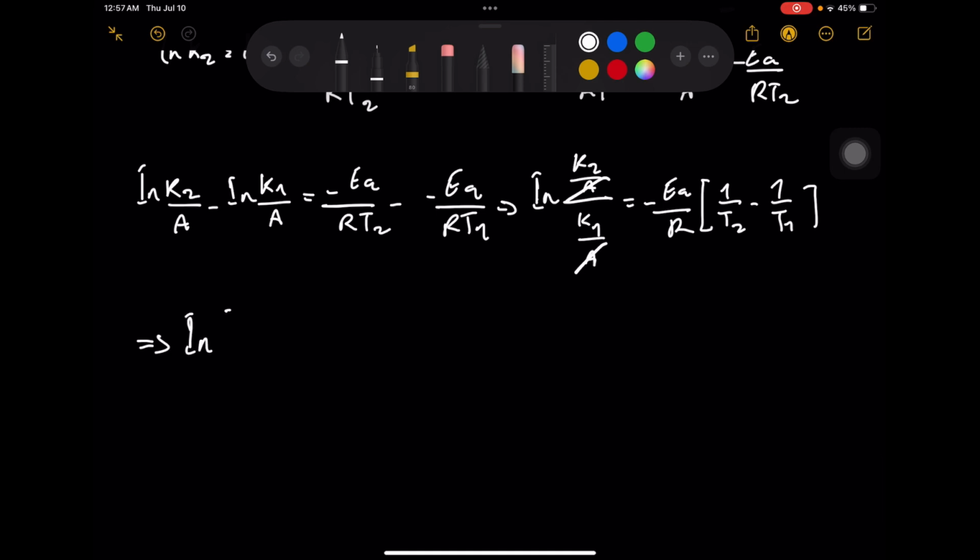So the total equation will look like this: ln K2 over K1 equals negative EA, the activation energy, over R times 1 over T2 minus 1 over T1.